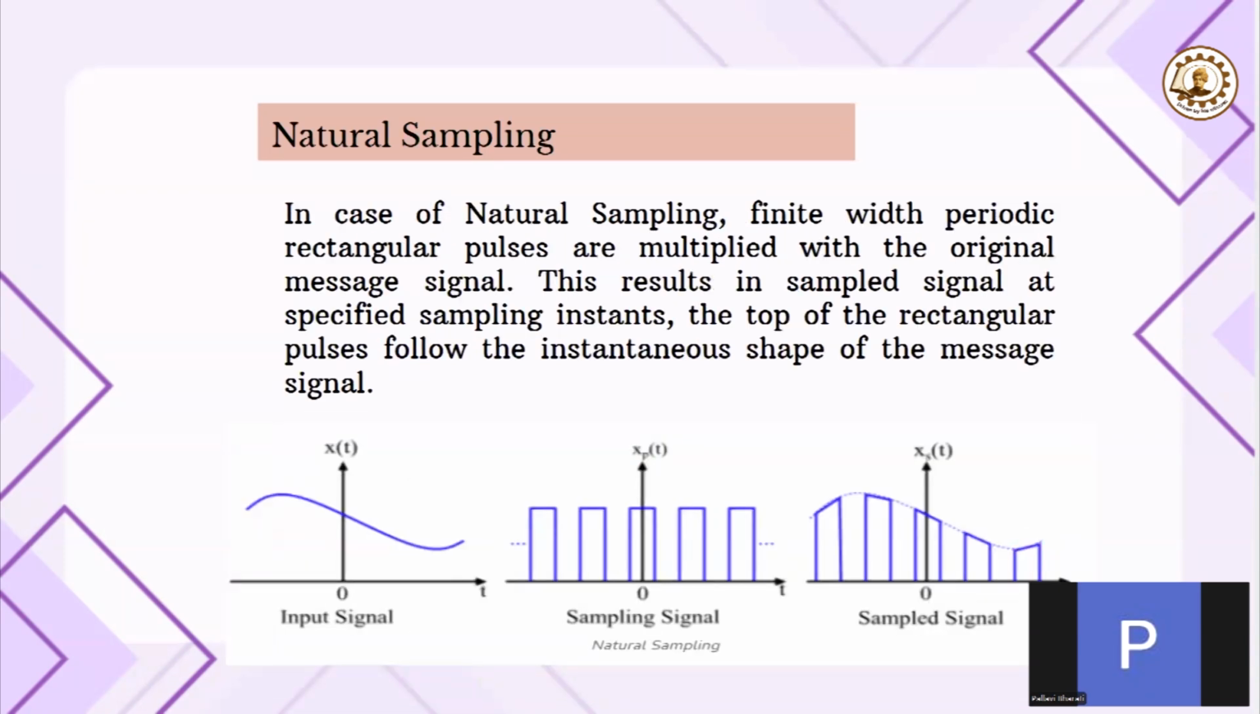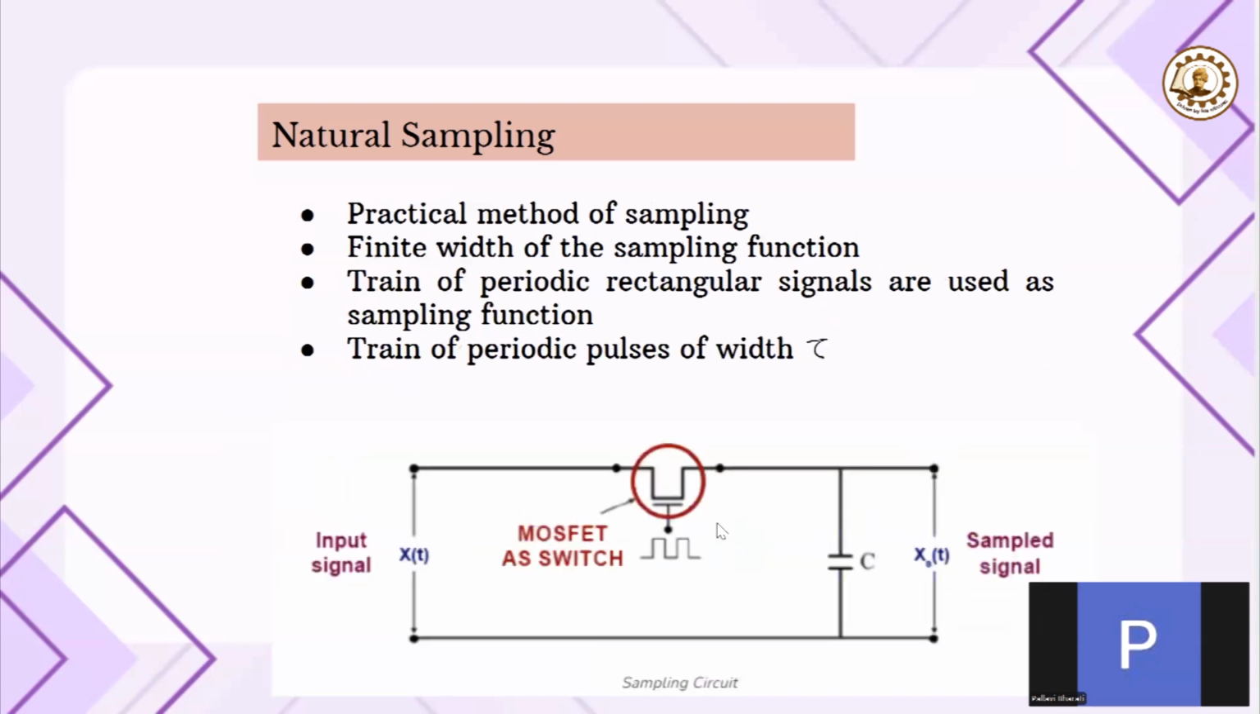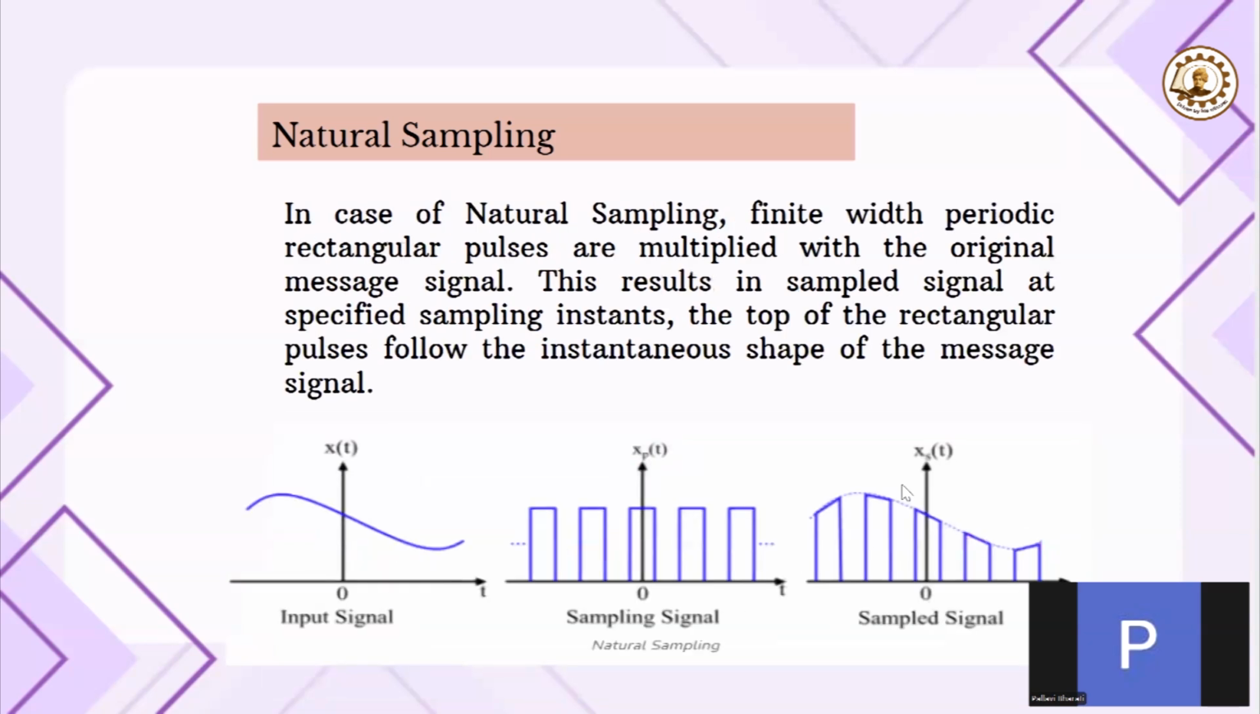Let us see over here. In case of natural sampling, finite width periodic rectangular pulses are multiplied with the original message signal. This results in a sampled signal at specific sampling instances. And the top of the rectangular pulses follows the shape of the message signal. You can see over here, this is your message signal. This is the train of rectangular pulses. It has a certain width. During this width, the switch is on and the capacitor is getting charged. After that, the top of the sampled signal is following the shape of the message signal.